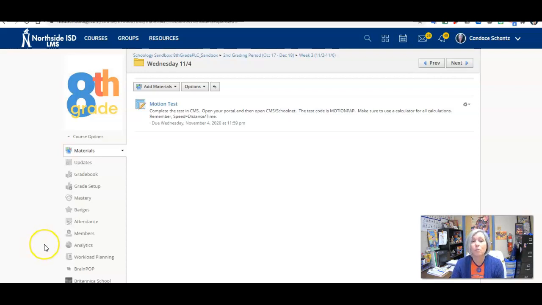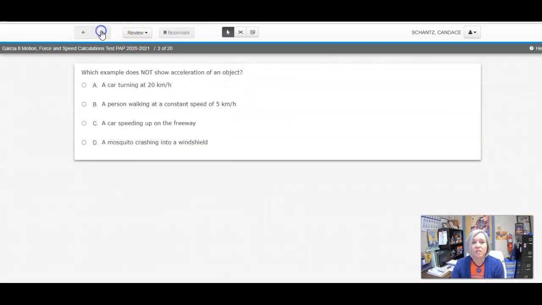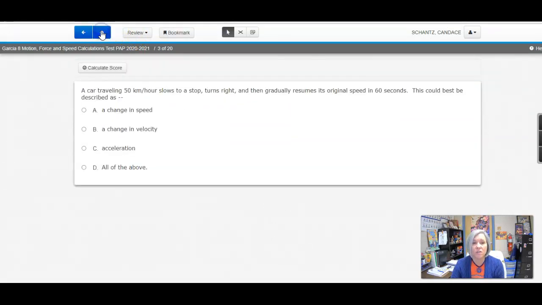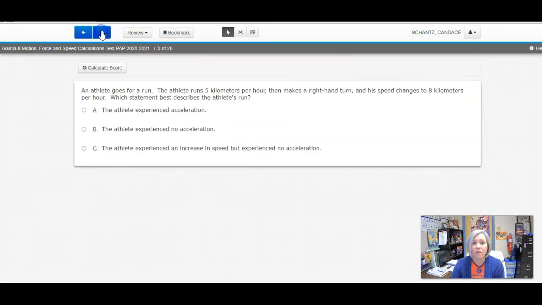Remember, on the test, you may use a calculator. Please, for any calculation, use a calculator. Don't assume you know the answer. Always check by using a calculator. So if we take a look at the test, you'll have questions. Some are just straightforward questions. Others might require a calculation.